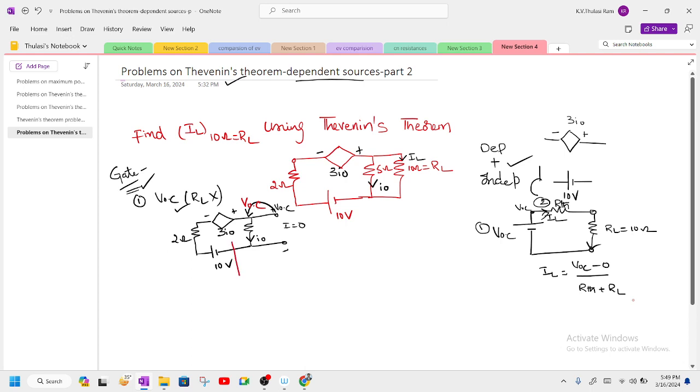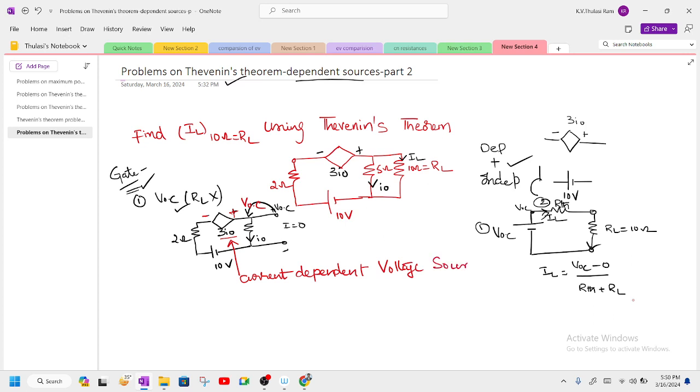Coming to this type of source, this is 3 times I naught. So I can call this a current dependent source. What kind of source has positive and negative terminals? A voltage source. So this is called a current dependent voltage source. Now you have the VOC here, and we want to find out the voltage at this node. So how to find out?